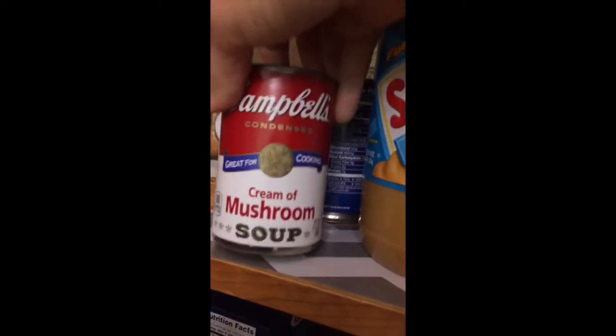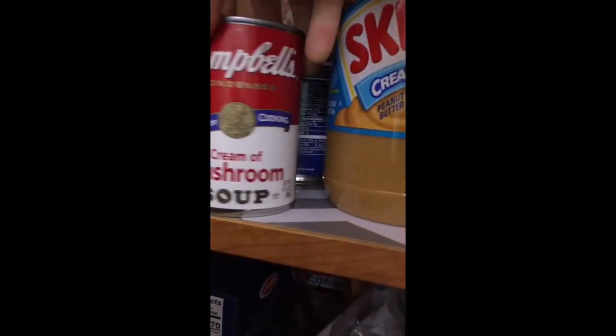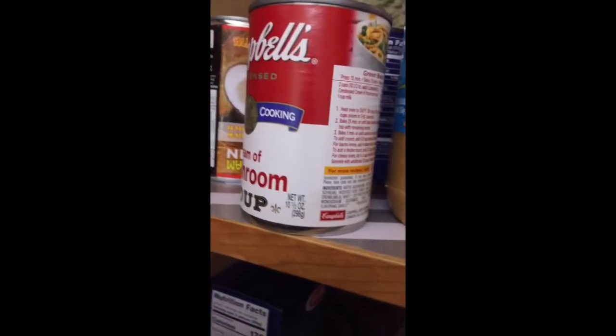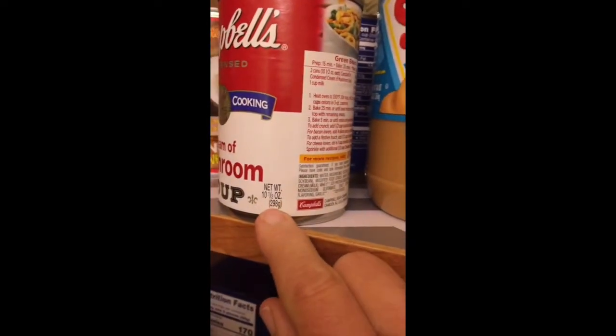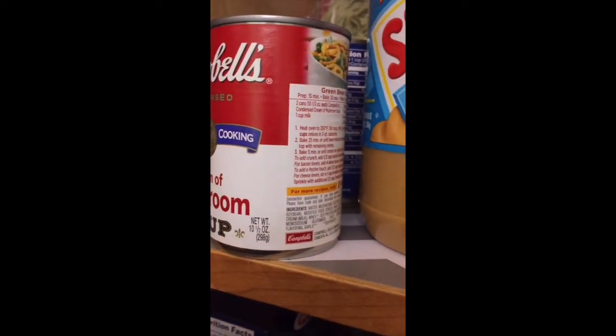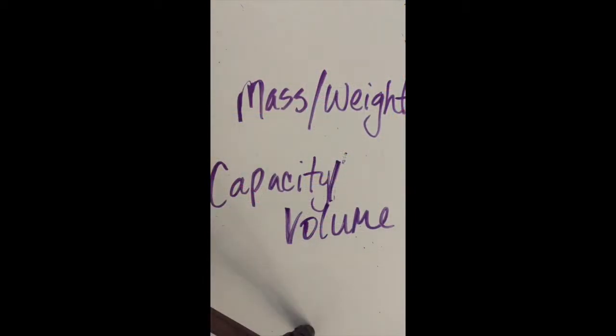Same thing with soup. Where does it say? Here it is. You can see 10 1/2 ounces, which is customary, and then 298 grams. So yesterday we talked about length, and length is one form of measurement. The other 2 forms of measurement that we're talking about are weight and capacity.